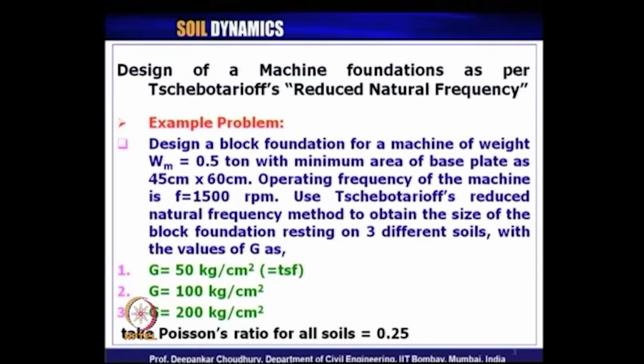in most of the other cases, the minimum required area based on the dimensional criteria, that is the minimum base plate size with 15 centimeter clearance all around and minimum thickness of the footing, that is 15 centimeter, is sufficient to place this machine on top of the block foundation. And for the third type of soil, that is with high value of G, we found that we need to provide a larger size of the foundation.